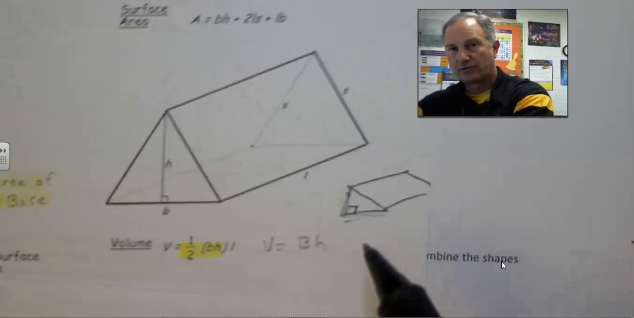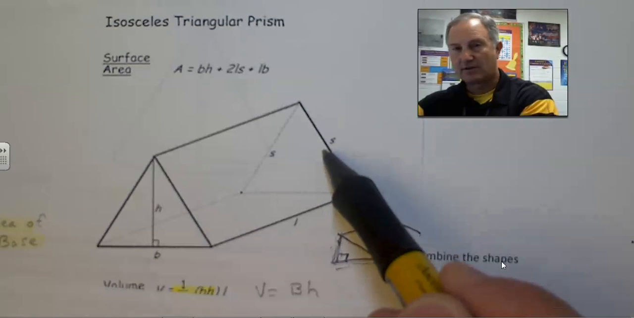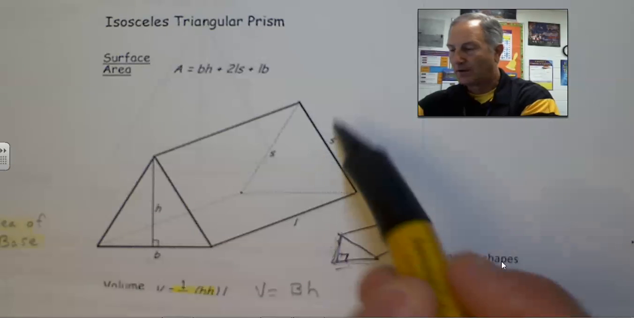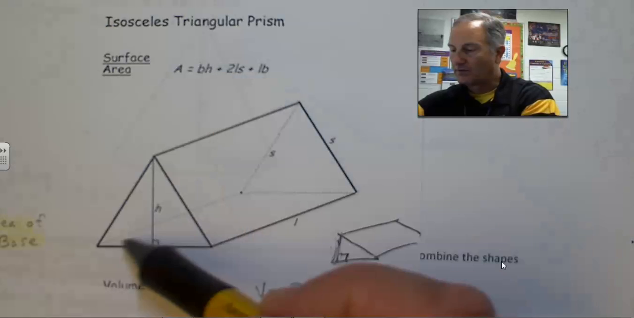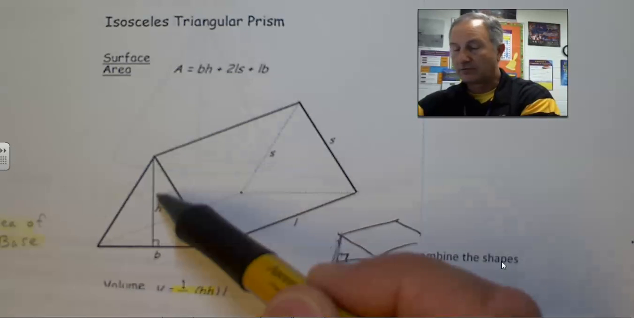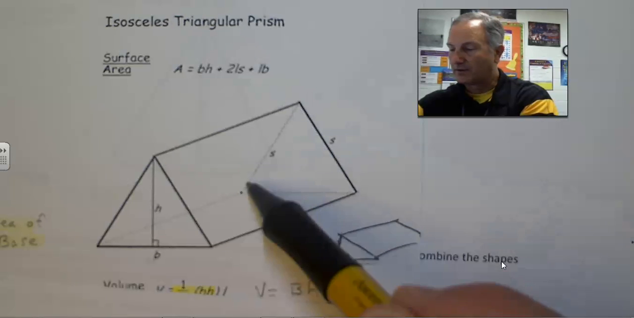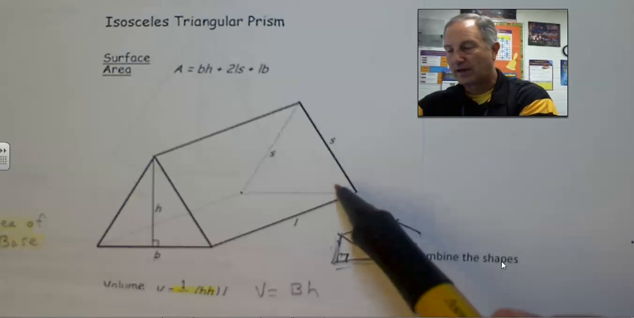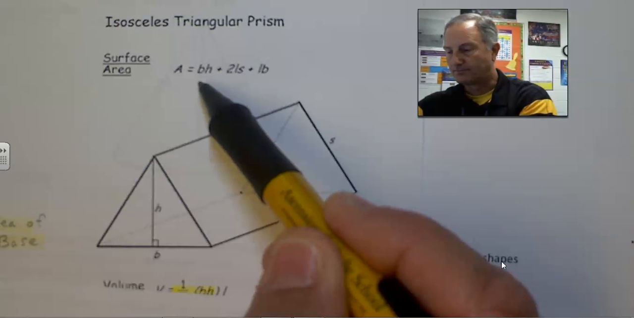Surface area of a triangular prism. You have two triangles on the ends that are the same size. So big B times H, base times height. Now for a triangle, it's 1/2 base times height. So when I double it to get the other side, 2 times 1/2 just gives me BH, because 2 times 1/2 is 1.